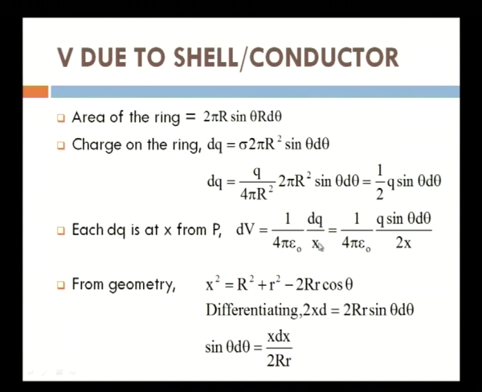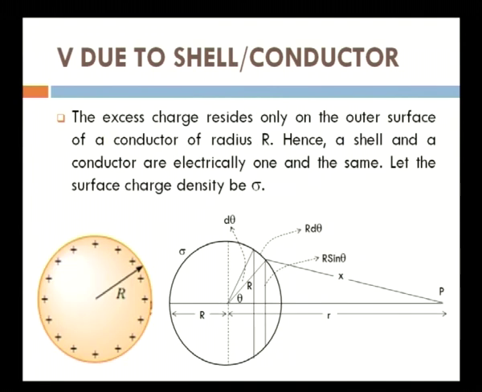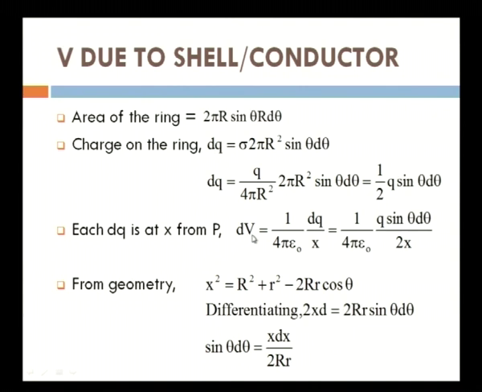So, we write it as dq divided by x. X is the distance between the ring and the point. If you want to have a glance at the construction, we can go to the previous slide and see what x is. The x is the distance between each part of the ring and the point P, and we get the expression for the infinitesimal value of the potential at the point P due to the elemental ring.